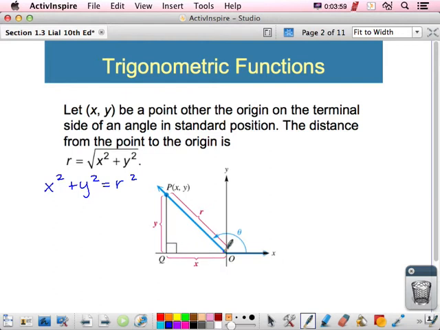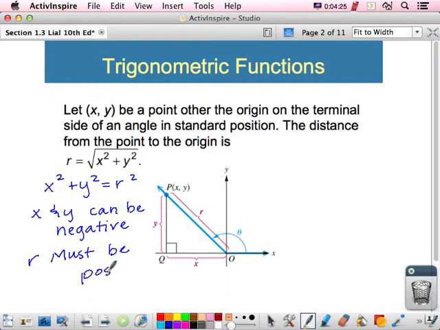But you need to make a note that x and y can be negative even though they're in a triangle. It will go away when you square it, so it's not a big deal. But here's the other thing you need to understand. R must be positive for the duration of trig. So that's never an issue. If you're looking for r, you know it has to be positive.